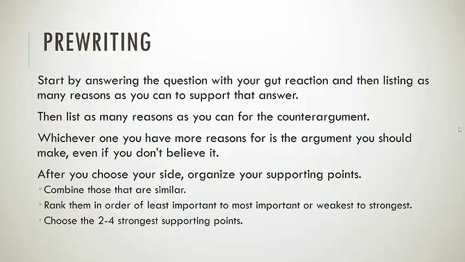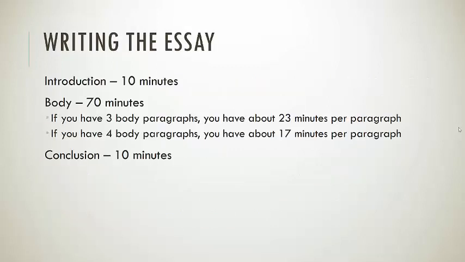Once you've decided which side of the argument you want, organize the supporting points that you've listed. You want to group the ones that are similar together. You want to put them in order of least important to most important or weakest to strongest. Always go from least to most, not the other way around. You want to end on a high note and leave your reader with a lasting impression of a strong argument. If you have more than 3 reasons on your list, choose the 2 to 4 strongest points and take the rest out. The next step is the actual writing of the essay.